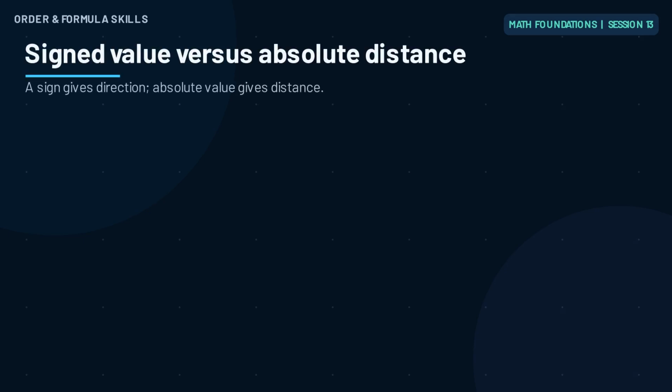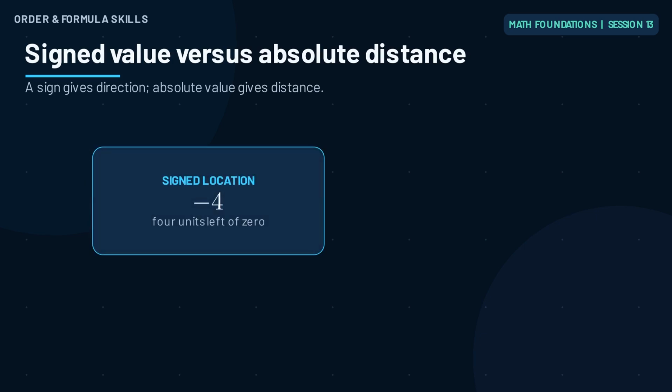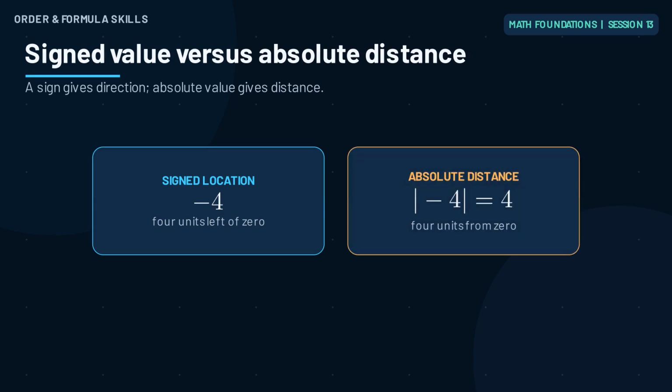A signed number tells both magnitude and direction, while absolute value asks only for distance from 0. -4 is located 4 units to the left of 0. Its negative sign carries directional meaning in contexts such as debt, temperature, or change. The absolute value of -4 is +4. Absolute value reports the distance 4 and does not preserve the leftward direction.